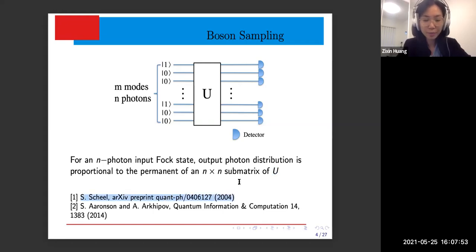Shield showed this. And then Aaronson and Arkhipov showed that if you have m much larger than n, so you have many more modes compared to the number of photons, then the submatrix approximates that of a random matrix, and it is known that calculating the permanent is classically very hard.